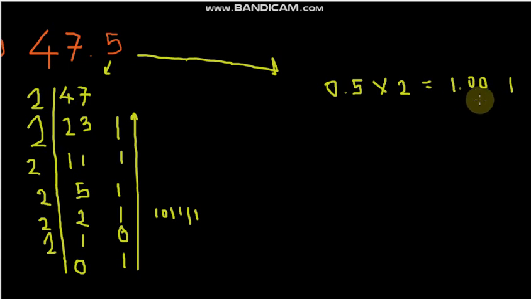So the right hand part of the 47.5, the binary equivalent, is only 1. So we have to write here 1. And now joining these two, we get 101111.1. So this number is our binary equivalent of 47.5.